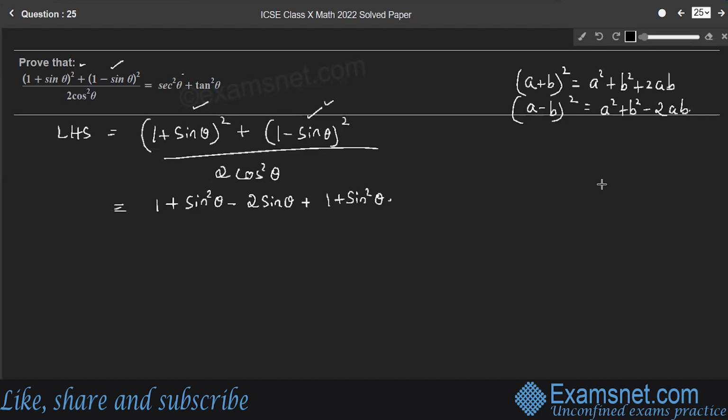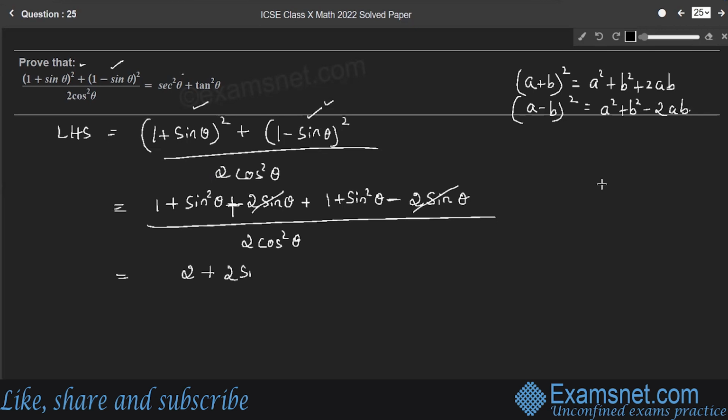Right? Not minus. Here in the first term it should be plus 2 sine theta. Here in the second term it should be minus 2 sine theta, whole divided by 2 cos square theta. So the numerator becomes 2 sin theta minus 2 sin theta, which will get cancelled. So we have 2 plus 2 sin square theta whole divided by 2 cos square theta.